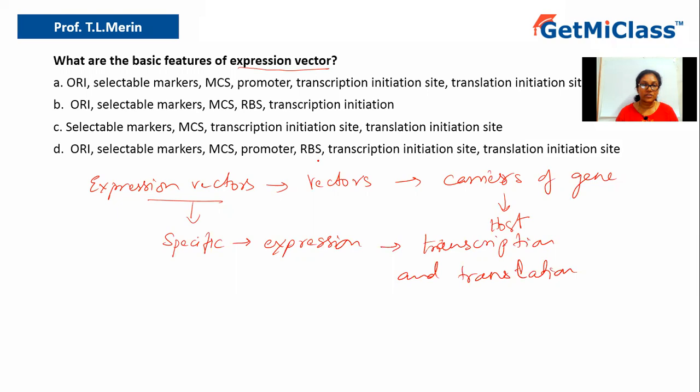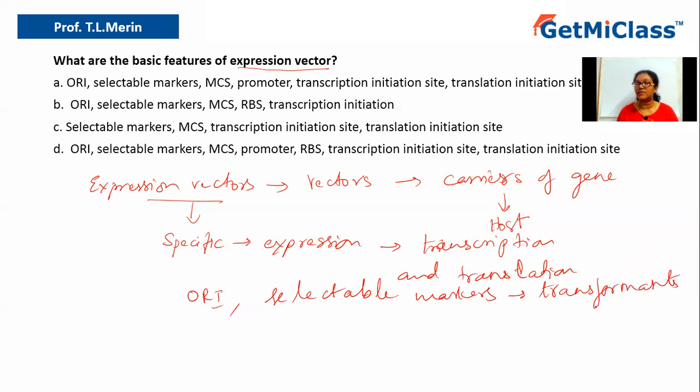So these expression vectors are specific with respect to the type of host in which they will be used, and that will give maximum expression. They should also have certain qualities for being expression vectors. They should have ORI, that is origin of replication, and they should have selectable markers, like any antibiotic resistance gene, which will help in detecting the transformants.